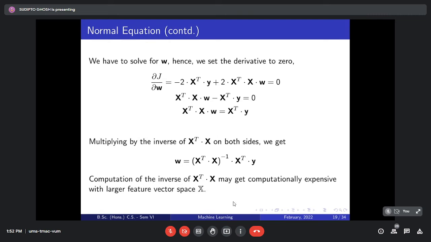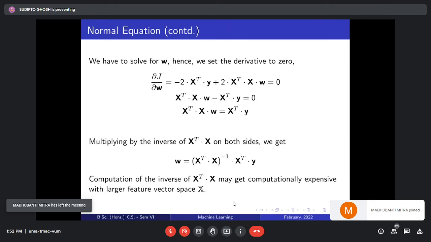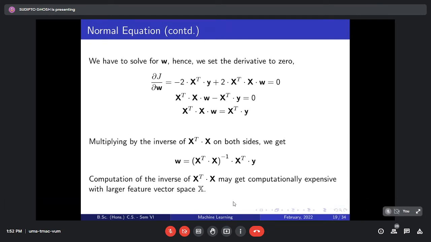So that can be a thing, and calculating the inverse of a matrix is already expensive. If the dimension is large, that means if you have a large number of features, then you will have a very large x matrix. So to compute the transpose and then multiply and then take the inverse, that will be a very expensive operation. But the trade-off is that you do not have to do any iteration, you are getting it in one go.